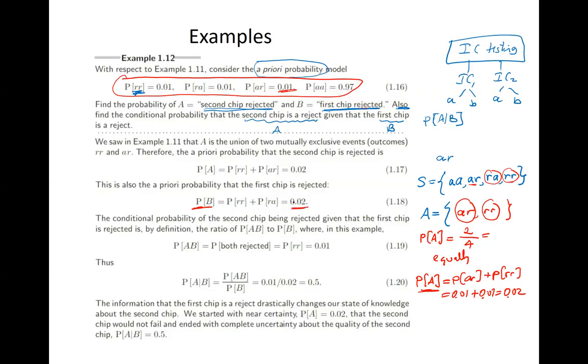Now the second part, that's more important. The conditional probability that the second chip is a reject, given that the first chip is a reject. Okay? This means that I have to write the probability of, let's say, the first chip is a reject. First chip is a reject is RA and RR.